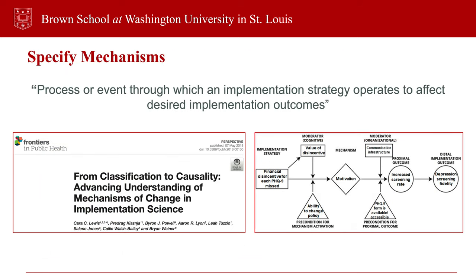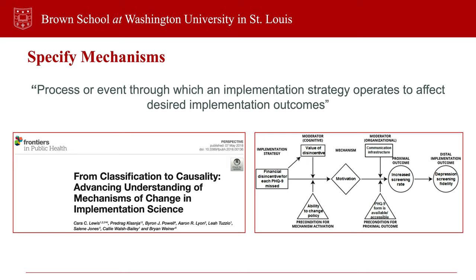Another really important priority in the field is to start focusing not on whether or not implementation strategies work, but really how and why they work. So there's an increasing focus on specifying mechanisms, or processes or events through which an implementation strategy operates to affect desired implementation outcomes. Cara Lewis recently led a paper that was published in Frontiers in Public Health, where we talk about the use of causal pathway diagrams.